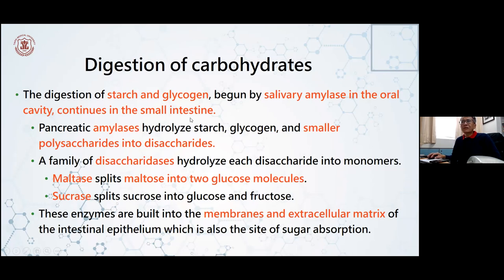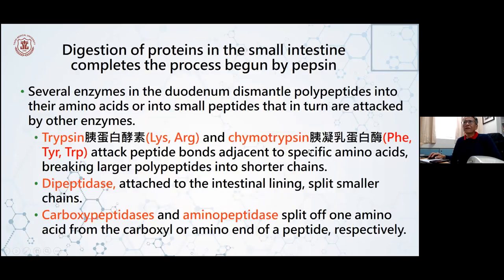So in the small intestine, the polysaccharide is converted to the disaccharide, and the disaccharide can be catalyzed by the maltase or sucrase to produce the glucose and the fructose. And the glucose and the fructose are monomers, so they can be absorbed from the small intestine walls. So the intestinal epithelium can be the site for the sugar absorption, because in the small intestine, all the carbohydrate can be converted to the monomer, okay?